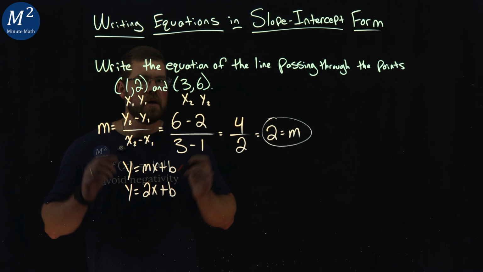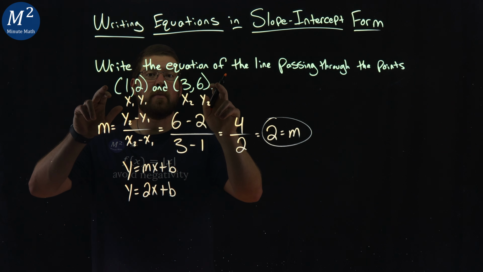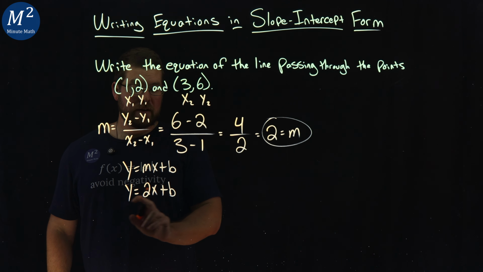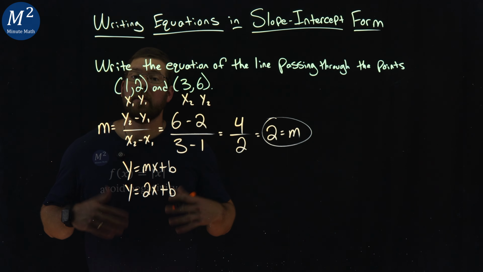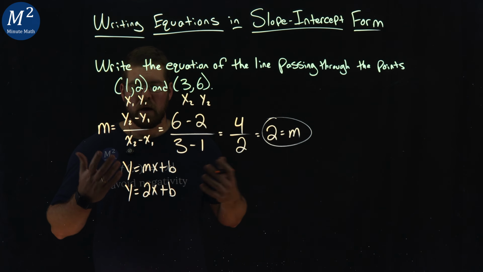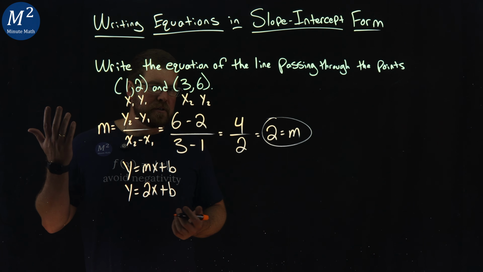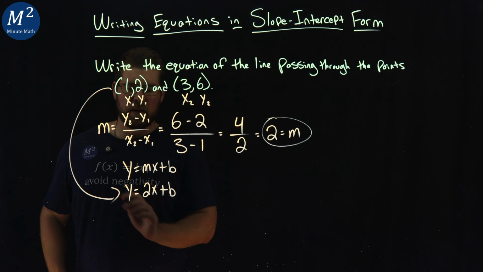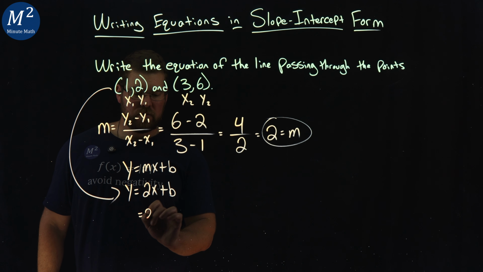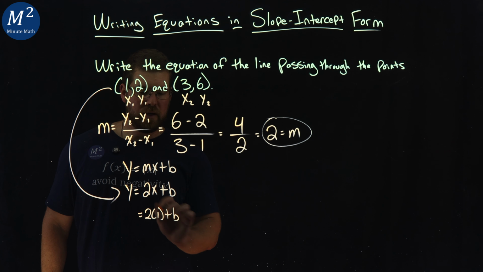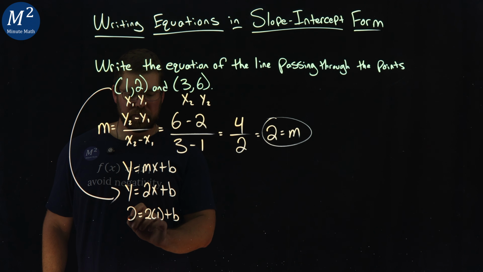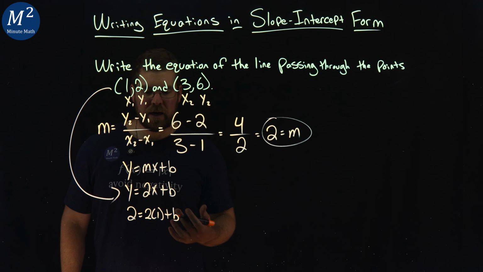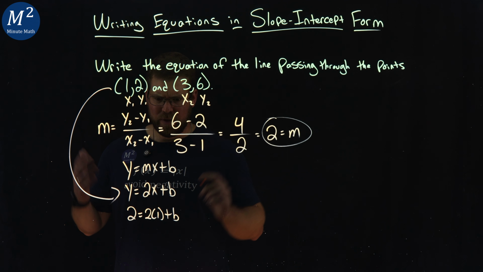We need that. To find that, we pick either one of these points, substitute in for x and y values here, and then we can solve for our b value. I like to pick easy ones, and I feel like the first one's easiest, so I'm going to do that. So 1 goes in for x, 2 times 1 plus b, and our y value was 2. And now we're solving for b.